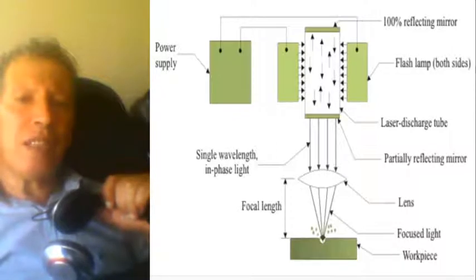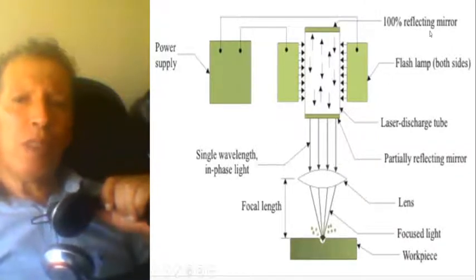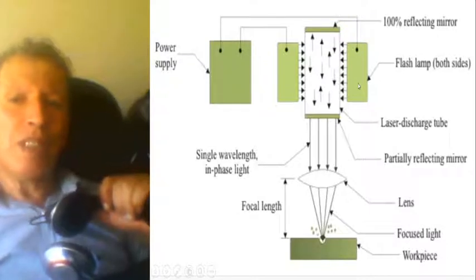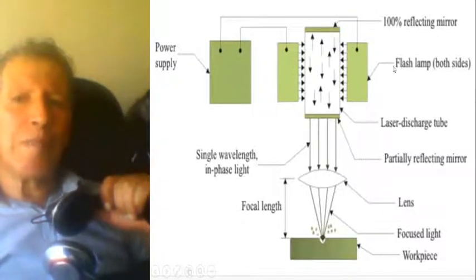How does the laser work? So you can 100% reflect in a mirror. There are a number of mirrors. There are flash lamps on all sides. As you can see, the arrows of reflection of the light. This is the laser discharge tube. Single wavelength, in phase light.